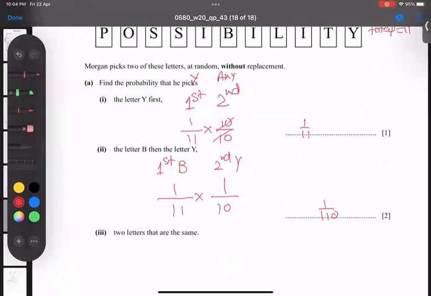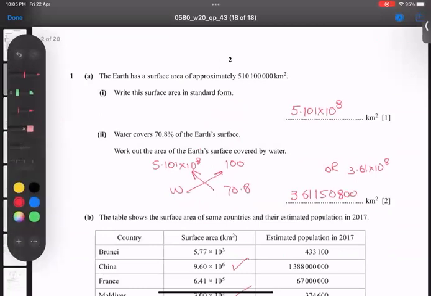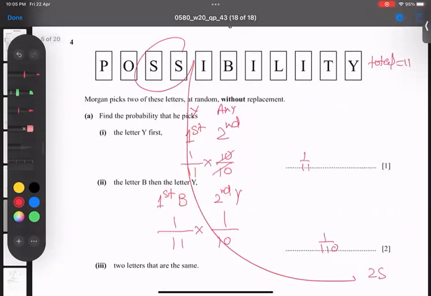He's saying here, two letters are the same. So the same is the only possibility. How many same letters are there? Let me write, because there are two S's. I'm writing here two S and three I's. Let me write for you. Three I's are there. You can see 1, 2, 3 I's are there.